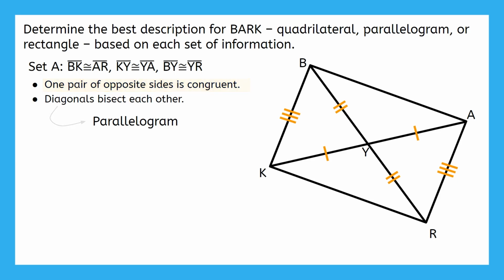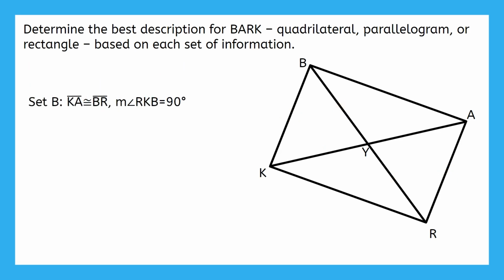Now, this is just another parallelogram property, and since we already now know that BARK is a parallelogram, that doesn't tell me anything new. So our final answer for set A is just parallelogram. Let's clear everything off of here and look at set B next.